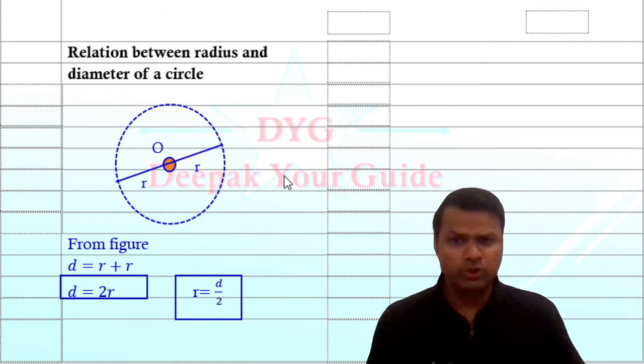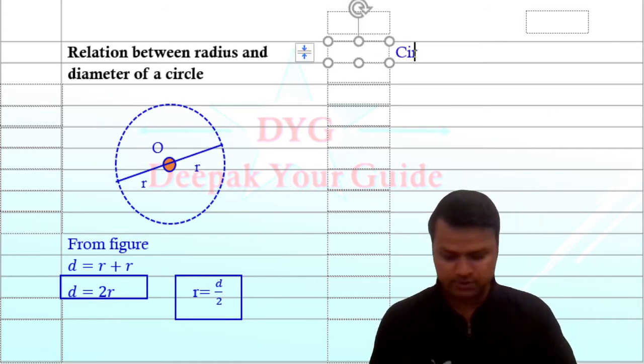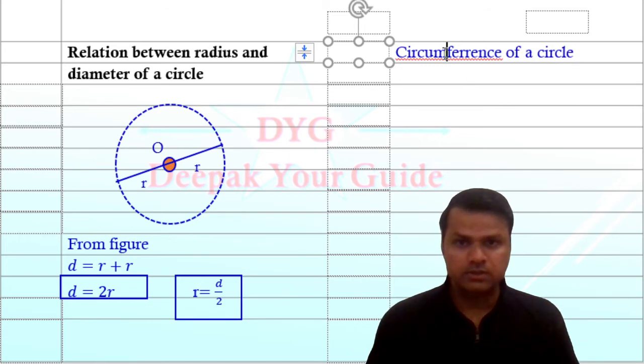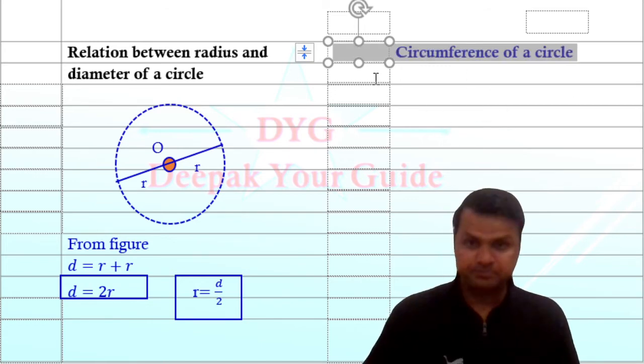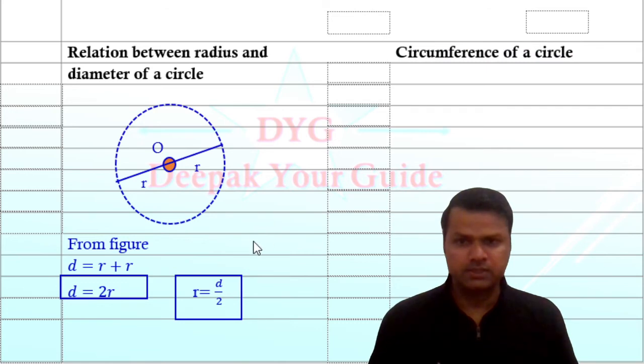Now once we have understood what is the diameter, what is the radius, now let's understand the circumference of a circle. So circumference of a circle. Now, what do we mean by the circumference? So let me just take the same diagram here.